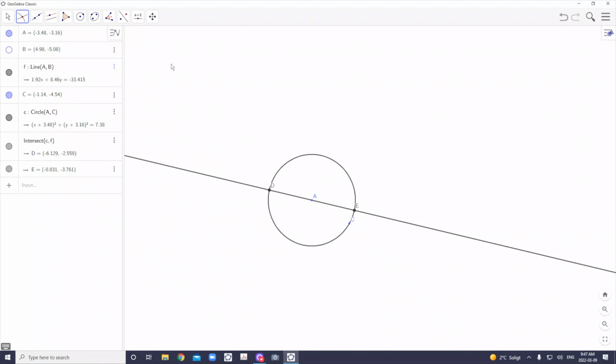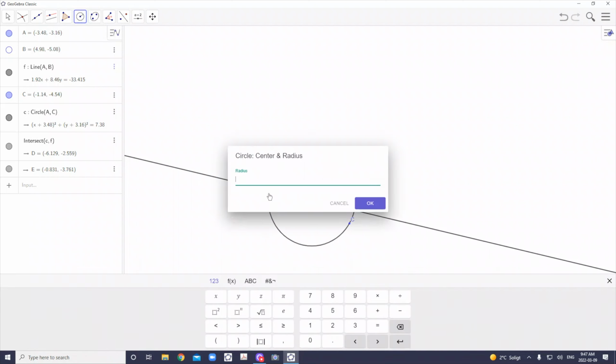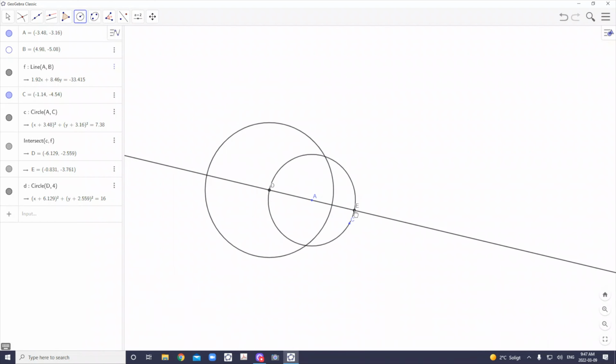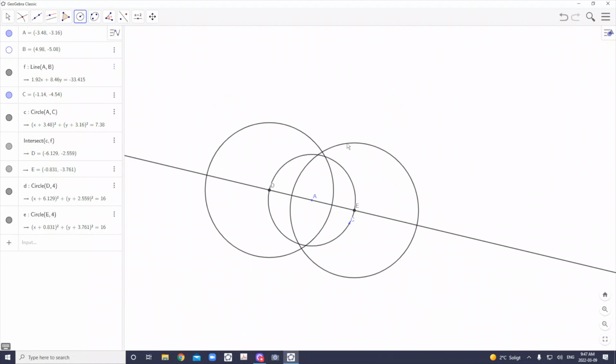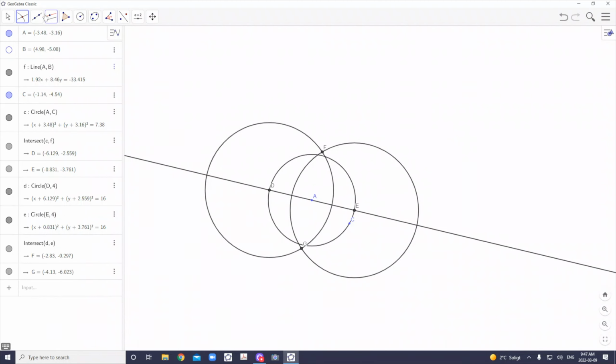I will draw another circle. So this time let me choose this, because I want to make sure that the radii are the same. So let me make it, I don't know, 4 this time, and then I will do the same thing here, 4 this time. Circles. And then I find the intersection between these two, and then I just take this and connect it here.